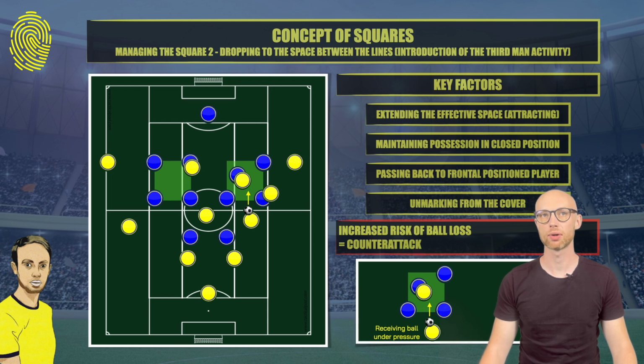In the training process, it's valuable to focus on methods of unmarking oneself from the opponent's pressure. One of these methods is unmarking with a circular movement.